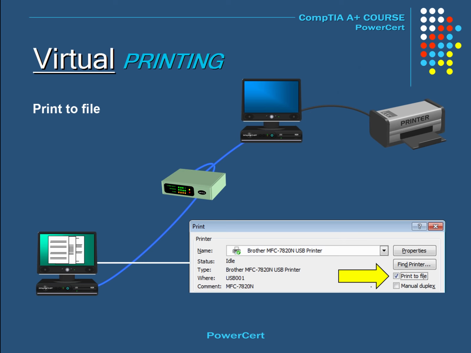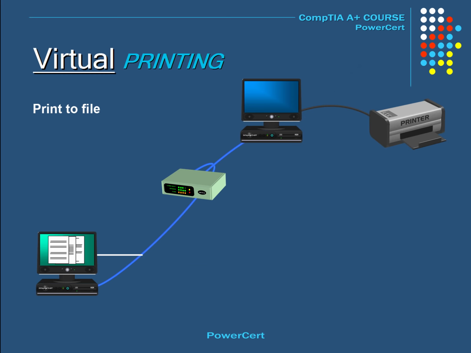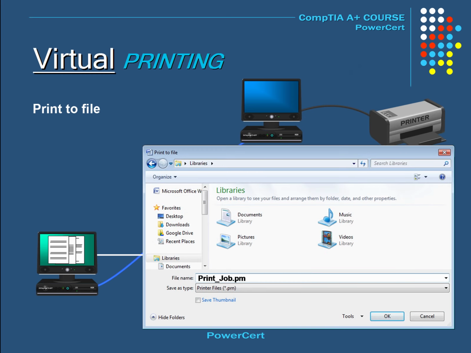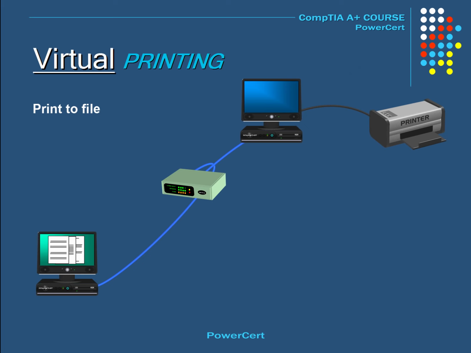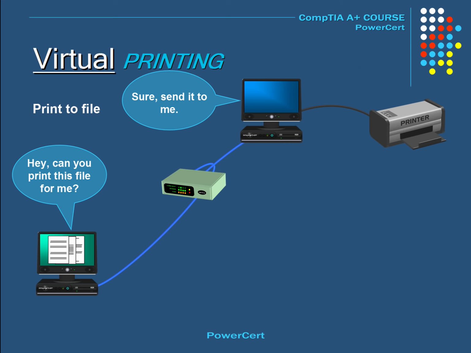So for example, if you want to print a document and you don't have a printer, well then you can use the print to file feature and it will save the document in an uneditable digital form that can be sent to another computer, for example, maybe through email or a flash drive transfer, and then that computer can print the job for you.